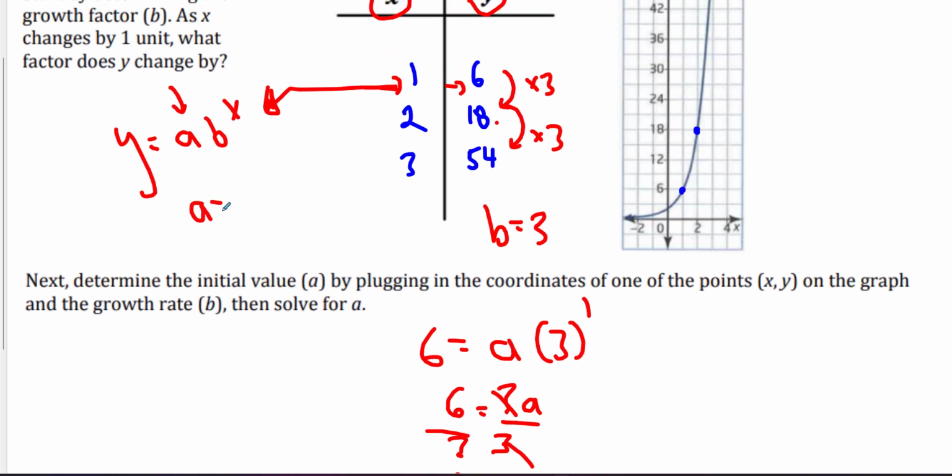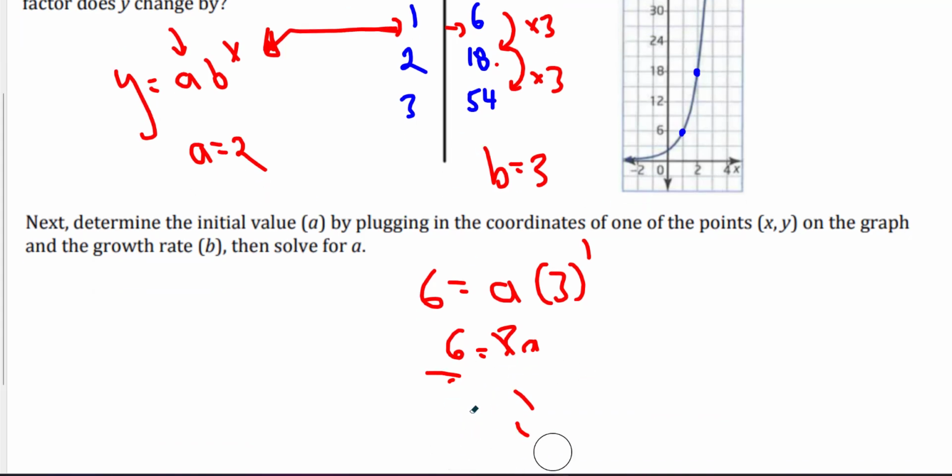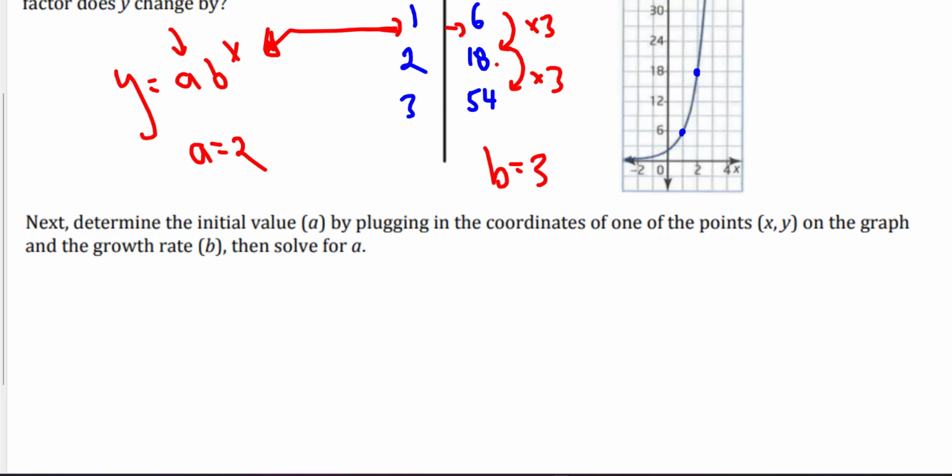So since I know that a is equal to 2, b is equal to 3, guess what? I have my equation now. It's 2 times 3 to the power of x.